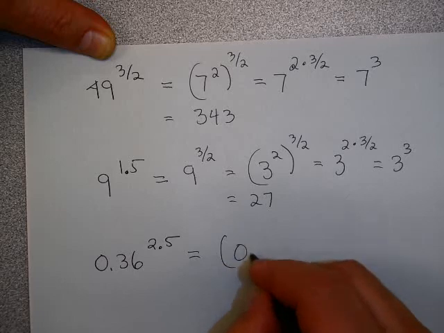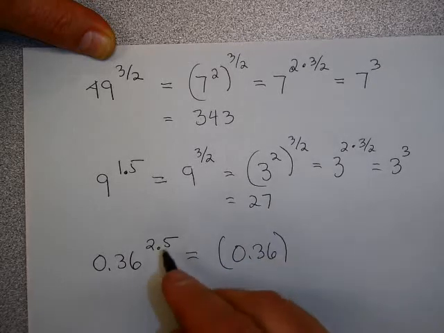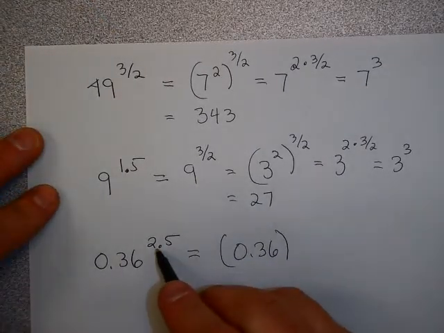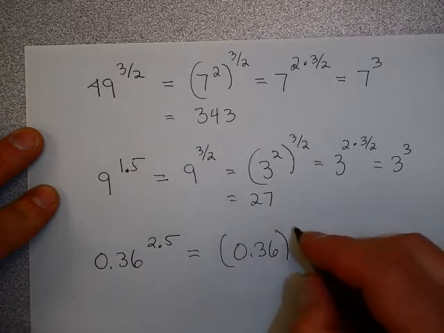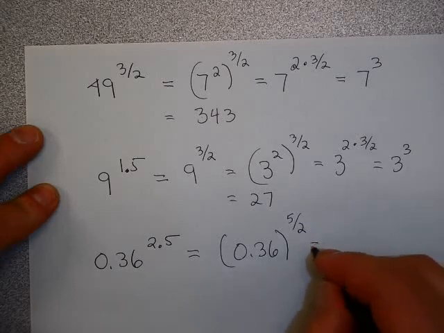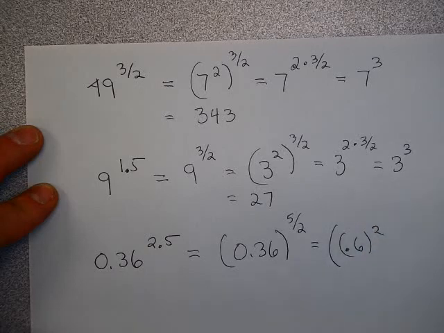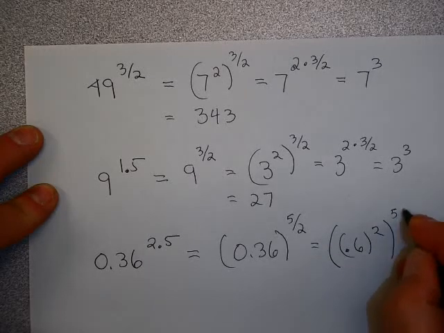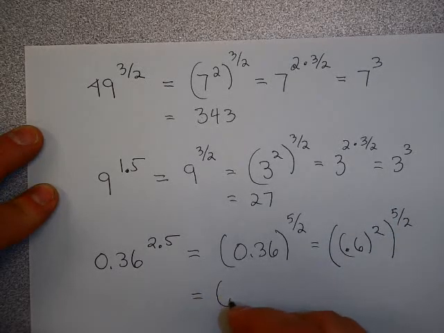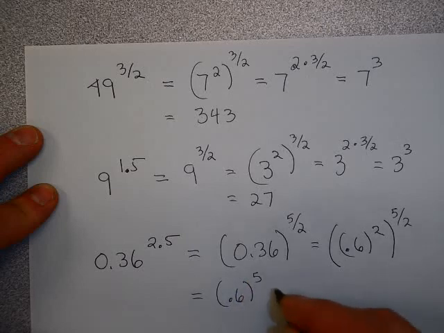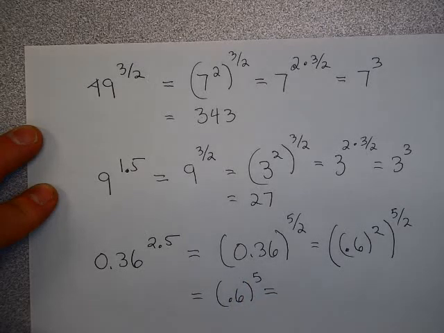And 0.36 to the 2.5. 2.5 is 5/2. I can think about this: 0.36 is 0.6 squared. Okay, 0.6 squared to the 5/2, and that equals 0.6 to the 5th. If you use your calculator, 0.6 raised to the 5th is 0.07776.